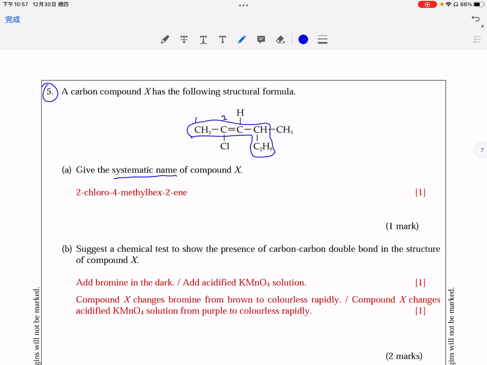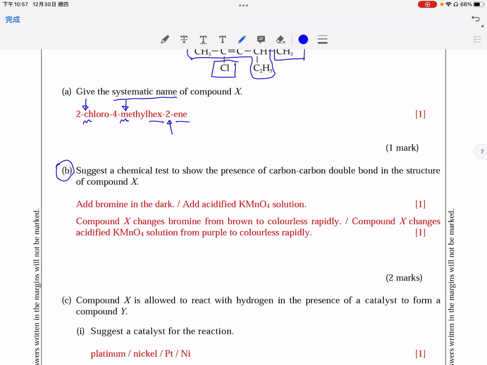So this is 6 carbon atoms, hex-2-ene. This is showing the position of the double bond, and then of course this is the 2-chloro group, this is the 4-methyl group. Bear in mind that these 2 prefixes should be arranged in alphabetical order. So C goes first, and it is followed by M. Therefore, 2-chloro-4-methylhex-2-ene as the systematic name.